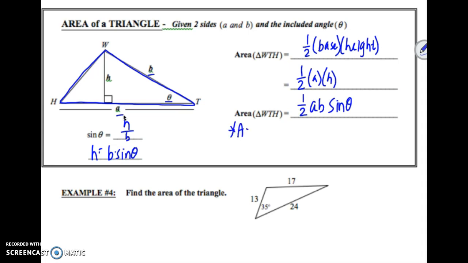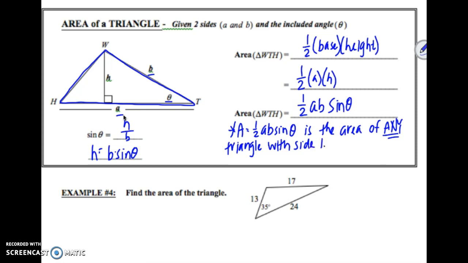It's important to know that A equals 1/2 ab sine of theta is the area of any triangle with side lengths a and b and the included angle theta. It's important to know that it's included because we're going to see some examples where we are given a theta that's an exterior angle, and we need to first find that interior angle.